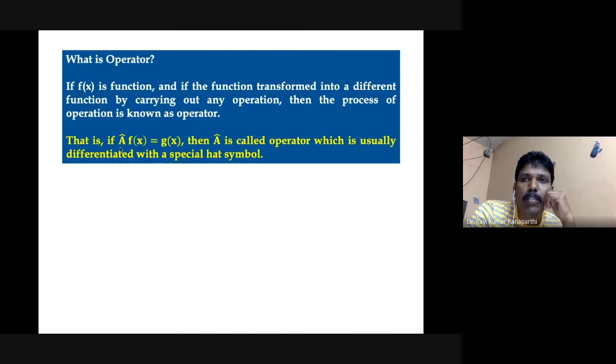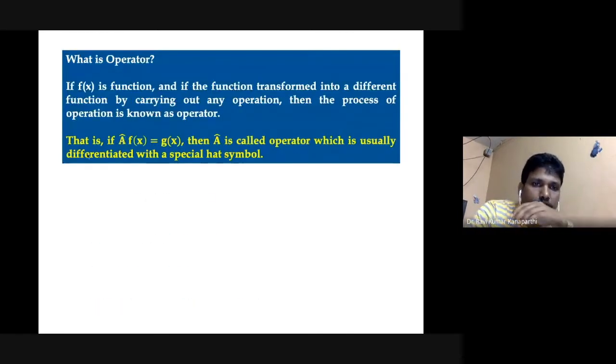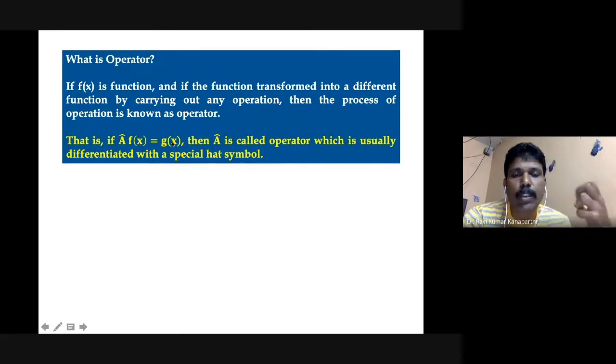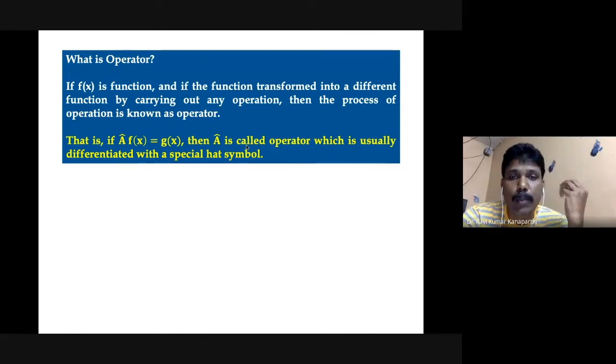A is something, we will come to what exactly an operator is. So A is something acting on the function, and it is transformed to a new function g of x. If this is the condition, then A is said to be an operator.